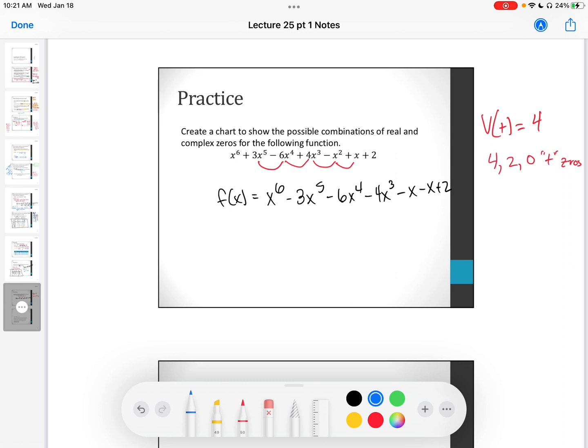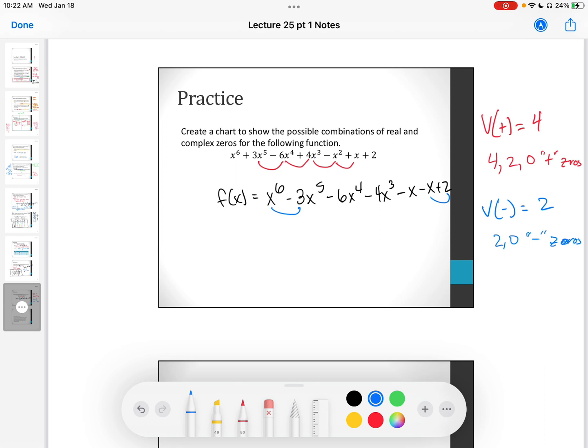Okay, count our variations for V negative. Positive, negative, negative, negative, negative, negative, negative, negative, negative, negative, negative, positive. Okay, so that would give us 2 variations. So I have 2 or 0 negative zeros.